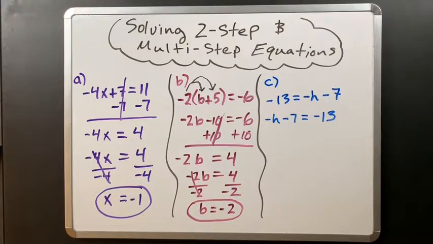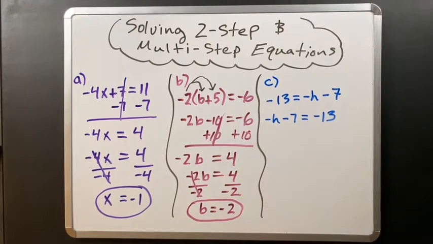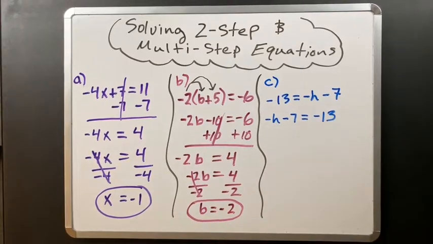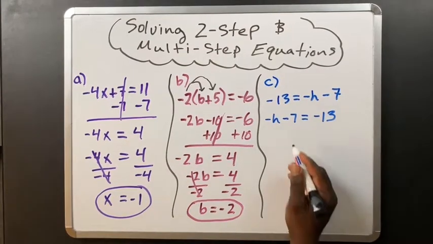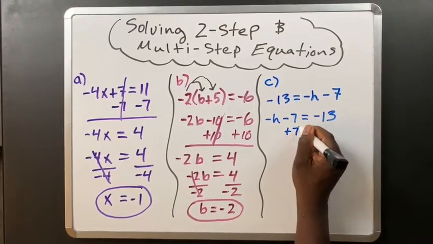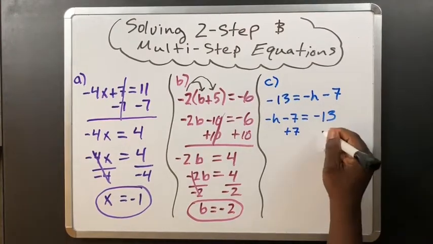Now, we need to get rid of this coefficient. And what is that coefficient in front of h? It's -1, even though you don't see the 1. And then this constant, -7. We have to get rid of the constant first. So we're going to use the addition property of equality. What is the opposite of subtracting 7? We add 7. Whatever you do to one side of the equation, you do to the other.